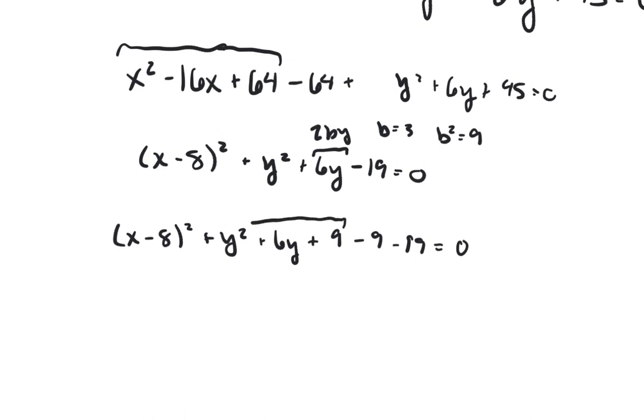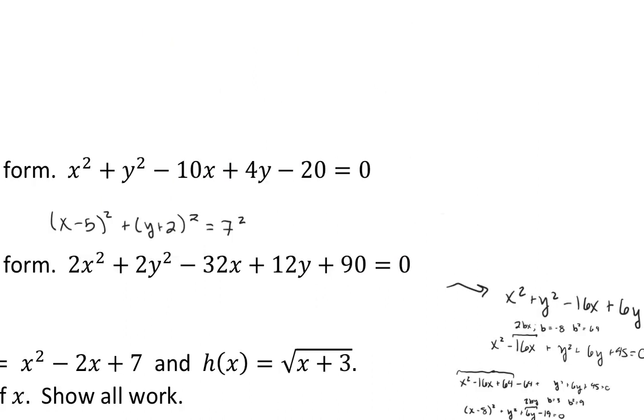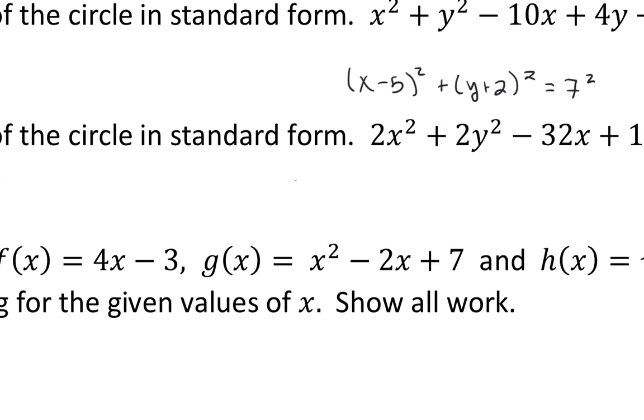Again, we want to use the positive one when we're factoring. So we have x minus 8 squared plus y plus 3 squared minus 28 is equal to 0. And then from there, just rearranging, you have x minus 8 squared plus y plus 3 squared is equal to 28. And since 28 is not a perfect square, we're just going to leave it like that. Now that will give us that the standard form of this circle is x minus 8 squared plus y plus 3 squared is equal to 28.